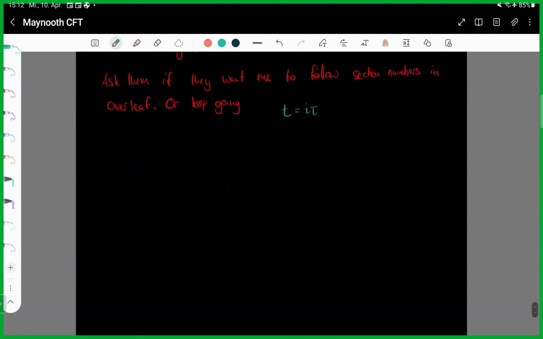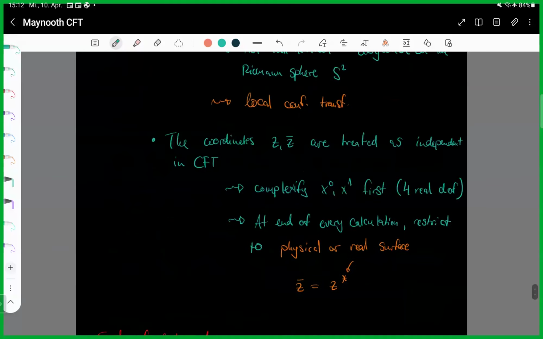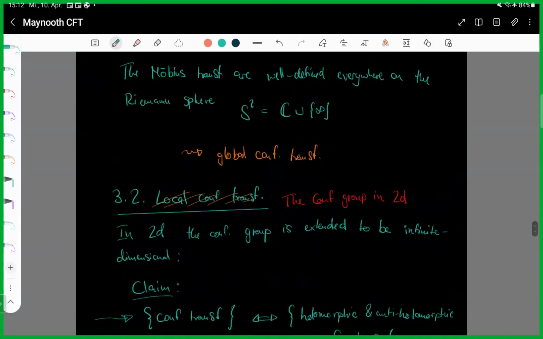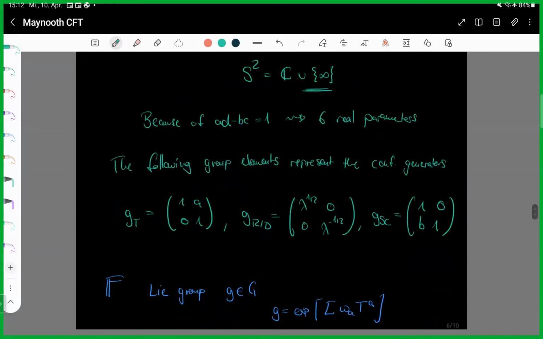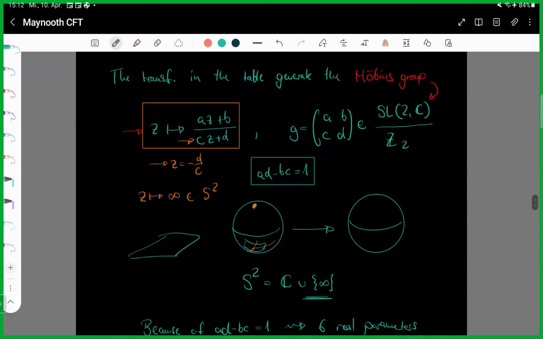Yesterday we said that the global conformal group is like the Möbius group, which is finite dimensional in 2 dimensions. But then we said that we can extend it to be infinite dimensional, because it is in a one-to-one correspondence with the holomorphic, anti-holomorphic functions. It's not really clear to me. No, it shouldn't be clear yet.